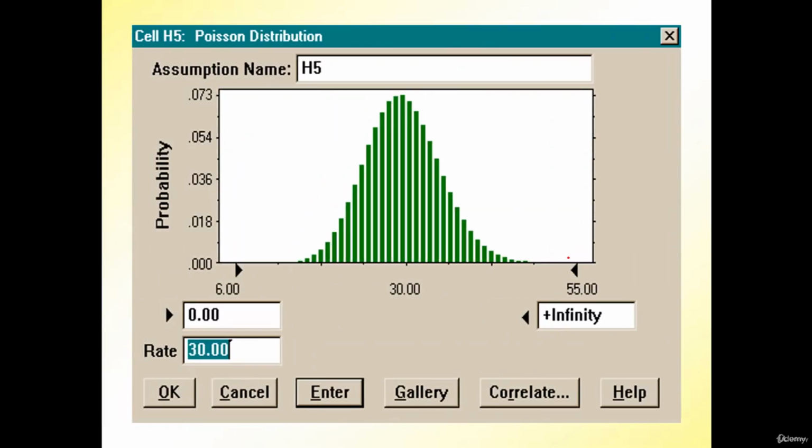The same as the Poisson distribution, it will be the rate. It will be applied just as a rate that will be applied here.